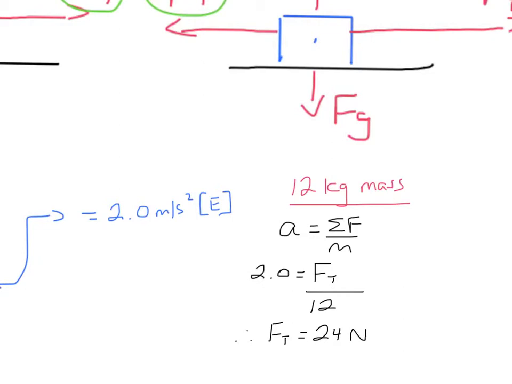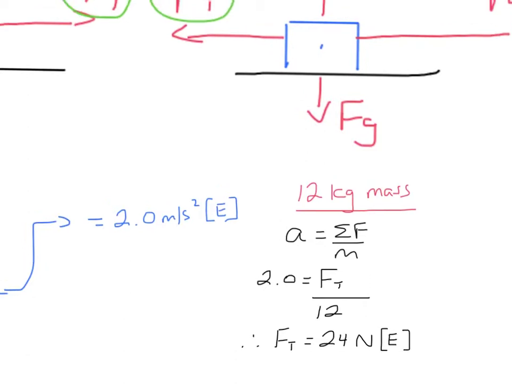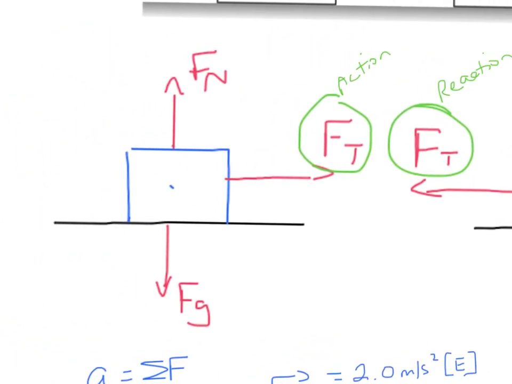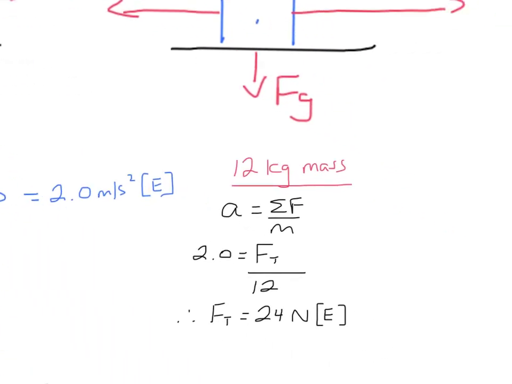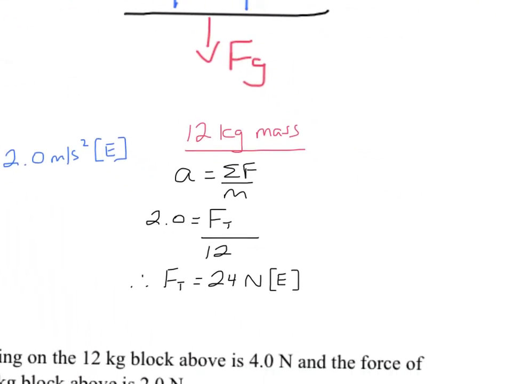So the answer is 24 newtons, and since my answer is positive, it does happen to be 24 newtons towards the east, which makes a lot of sense because if I go back to the original free body diagram, I think all of you can see that this force is in fact acting towards the east. Okay? And that's what you should have for the 12 kilogram mass.